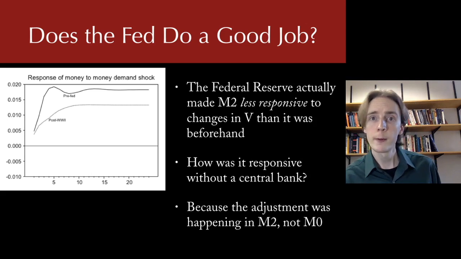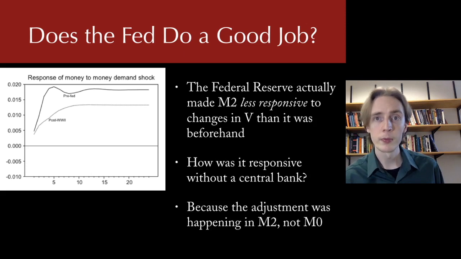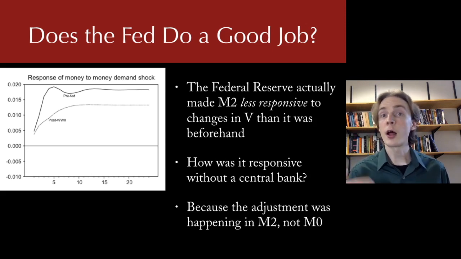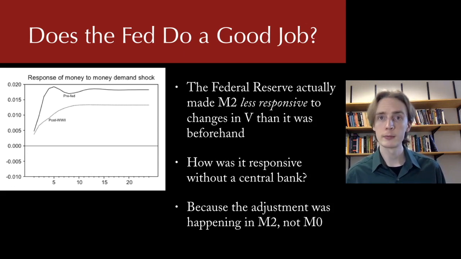Well, the reason for this is that the adjustment was happening in M2, not in M0. The Fed kind of took over a lot of the functions that banks were providing, and banks were able to expand M2 when the demand for money rose in a way that's a little harder now. Not only because the Fed took over some of that role, but also because of regulatory barriers. Banks aren't able to respond as quickly as they otherwise would have by expanding their balance sheets in response to an increase in the demand to hold money.